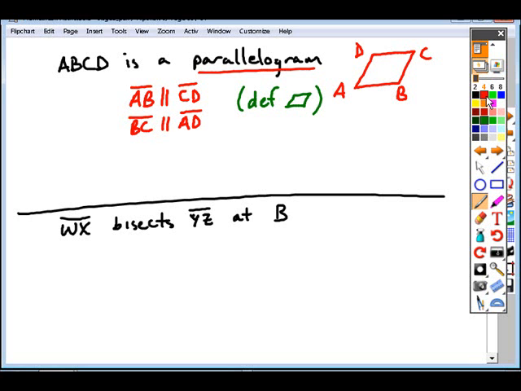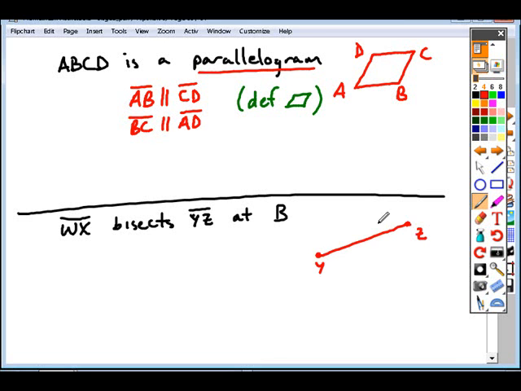Okay, here we have an example of WX bisects YZ at point B. Okay, so which segment is being bisected? Is it WX, YZ, or both of them? Antonio? Okay, it's YZ. So when I sketch this, if I'm sketching it to identify, I'm going to plot my YZ first.